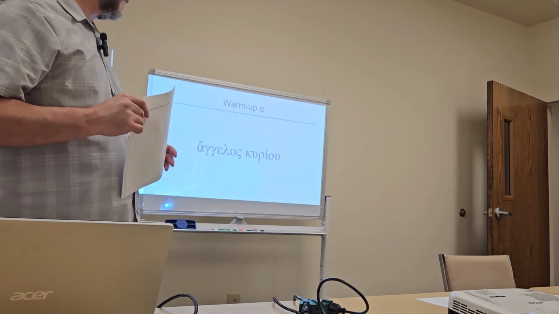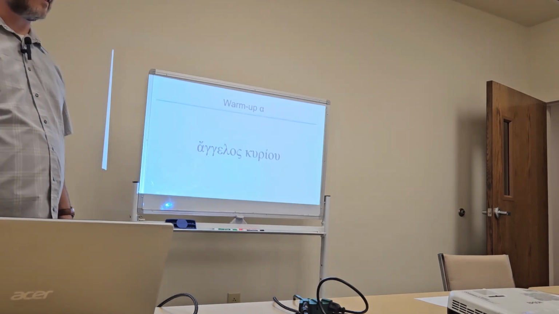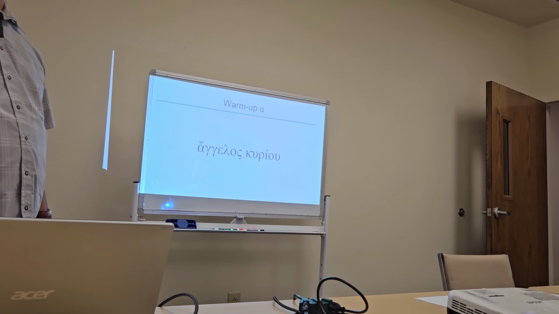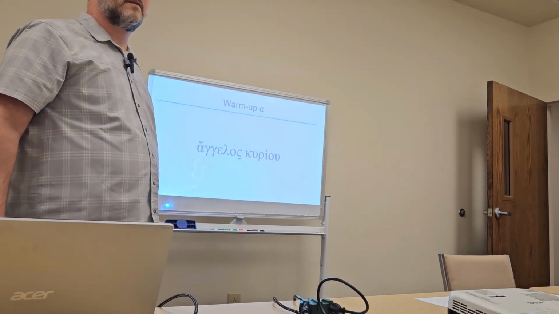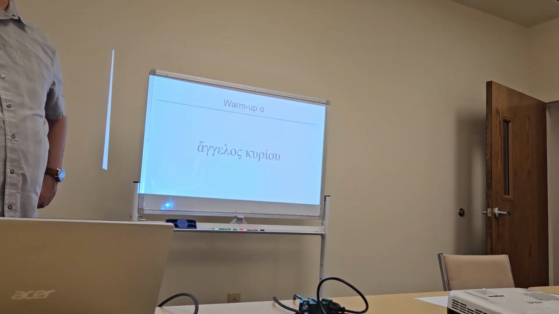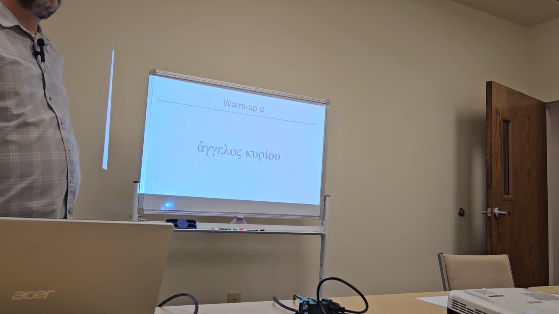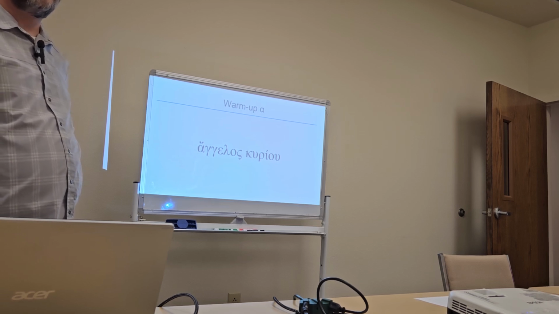Anybody want to take a stab at what this means in its inflected forms? It's not in the book. It's in the workbook. This would be page, what are the pages you're working on, Ruth? 15. Oh, those down there. Yeah. Okay. Angelos Kyriou. It means angels of the Lord. And how many? An angel of the Lord.